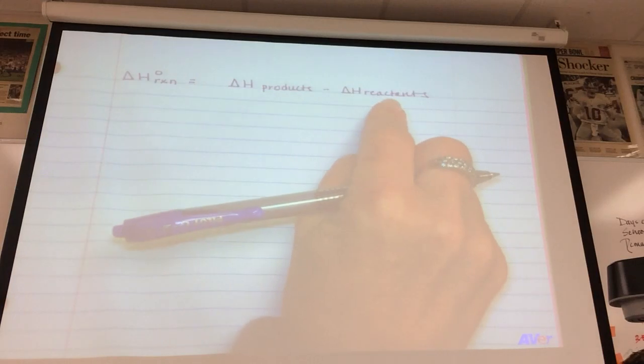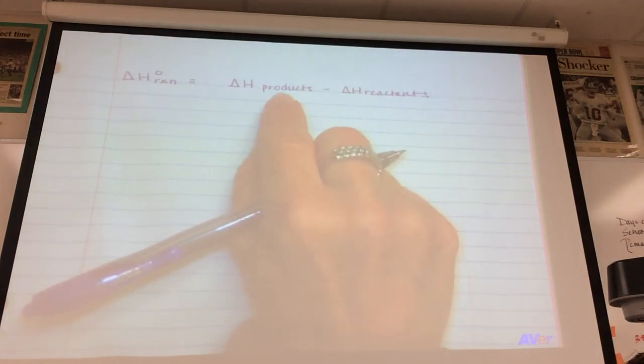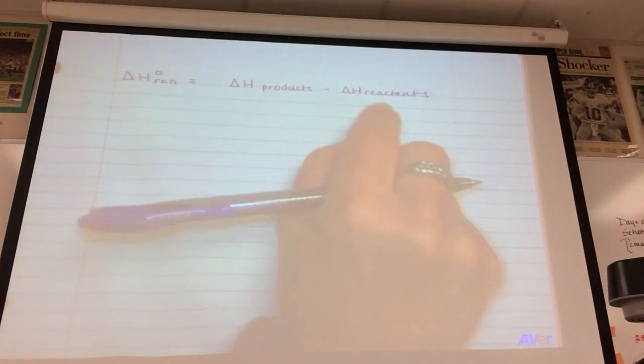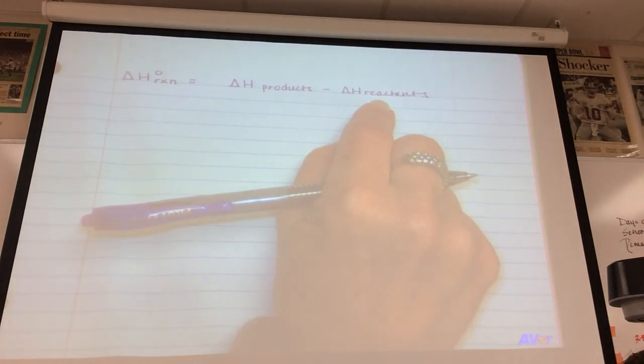Products minus reactants. Just remember, you should always go pee-pee before you go running, because if you have to go to the bathroom while you're running and there's no bathroom in sight, that can be problematic.